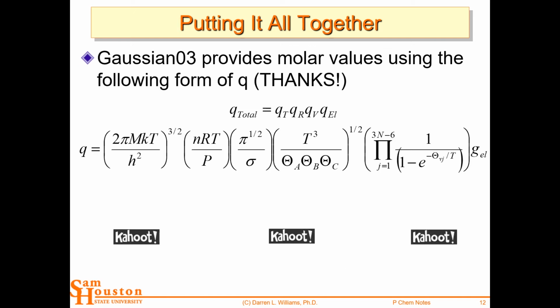So let's put it all together. We have the translational piece, and this is what Gaussian's using to calculate that translational number.